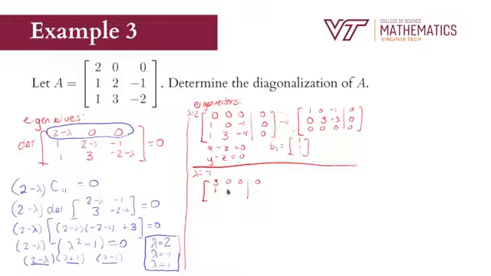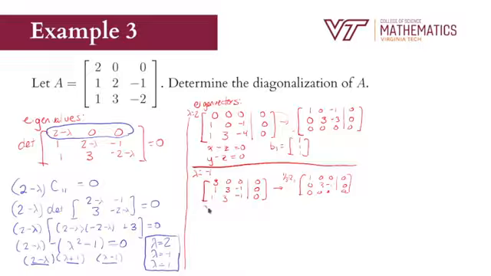2 minus negative 1 is also 3 here. And negative 2 minus negative 1 is negative 1. All right. So let's do a little bit of row reduction. The top row will divide by 3 and just gives us 1, 0, 0, 0. The middle row, if we just cancel out that 1, we get 0, 3, negative 1, 0. And the bottom row is the same as the middle row, so it goes away.